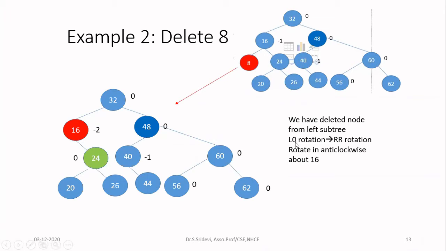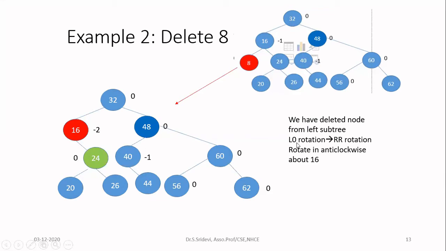Now coming to the next letter, whether it is 0 or 1 or -1, how to find that out? I am deleting 8, which is in the left subtree. So 16 is imbalanced. Now go to the right subtree of this imbalance node and see which is the root of that right subtree. In the root of the right subtree, I have 24. So see what is the balance factor of that 24. It is 0. Therefore, you have to apply L0 rotation.